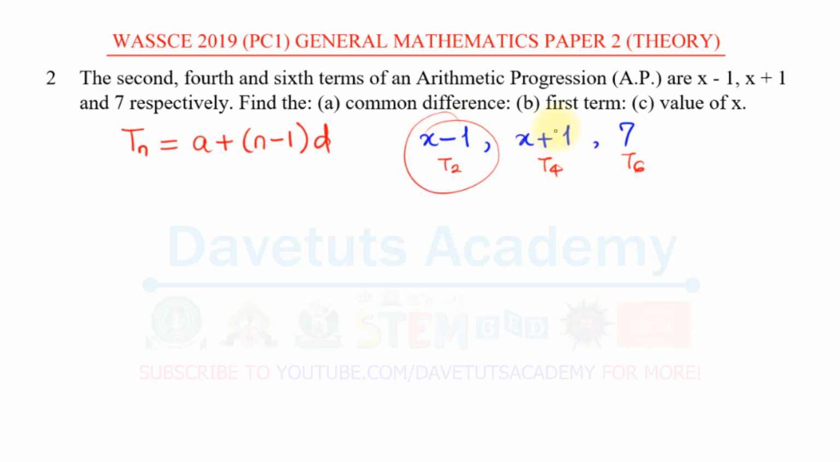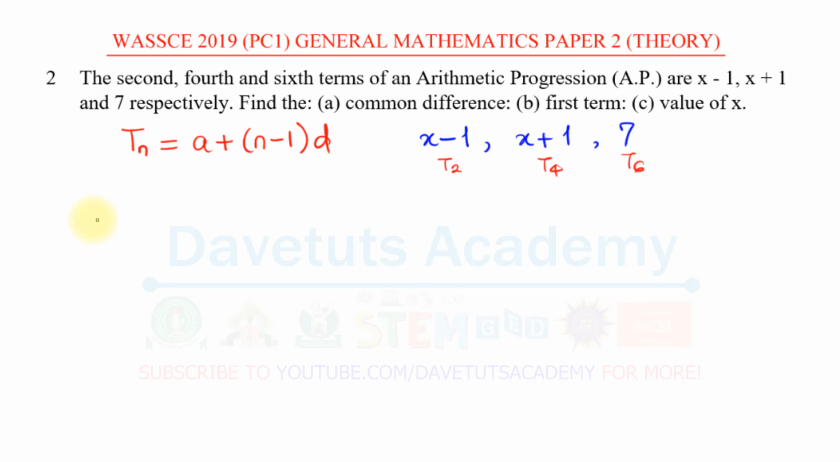So having this information here, we can look at this formula and see how we can use this given information to find what was asked: the common difference, the first term, and the value of x. Let's try and appropriately put that into this question.